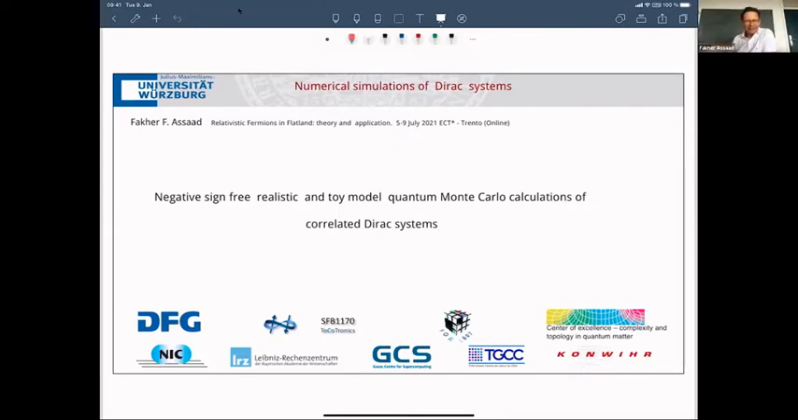Good. So I also thank the organizers for the opportunity to talk here. So we do numerical simulations, etc. The goal is to come up with nice toy models where maybe the emerging physics is interesting, and also to look into possibly realistic simulations of realistic models and directly compare to experiments, right? So this is the aim of the type of numerics we do.